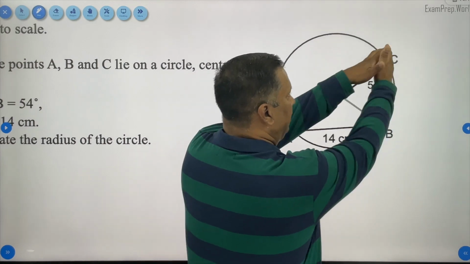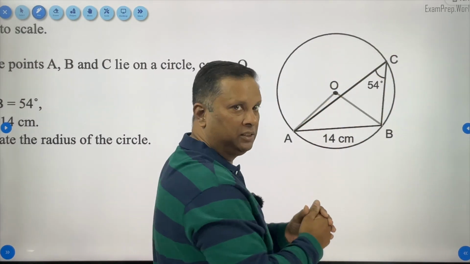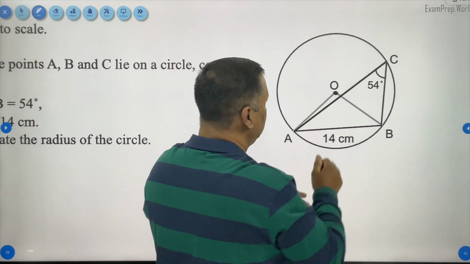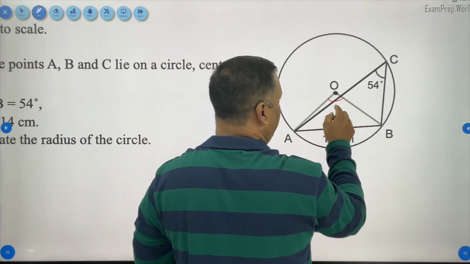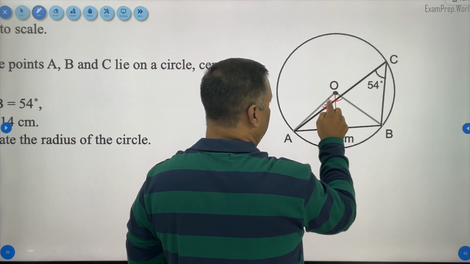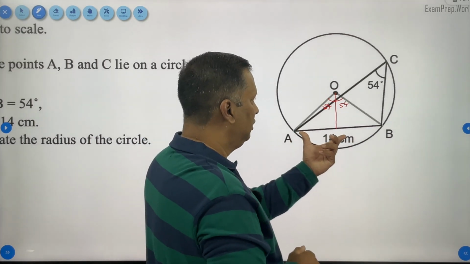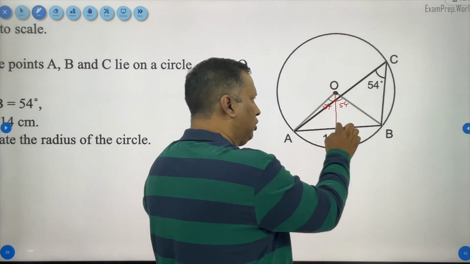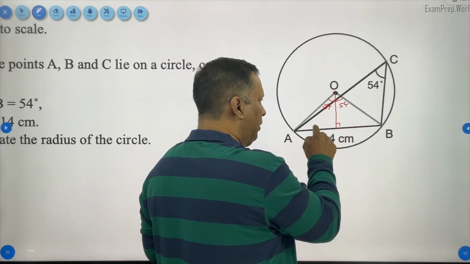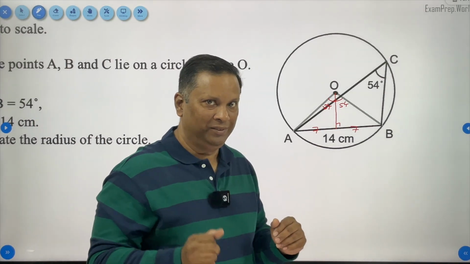AB is creating an angle 54 at the segment. AB is creating some angle at the center, so it will be double of 54. So this whole thing is 108, but I divide it in two parts. So this is 54, this is also 54. This is 14. A line perpendicular to the chord divides the chord into equal parts. So this has to be 7, this has to be 7. Now, yes, you are getting it right.